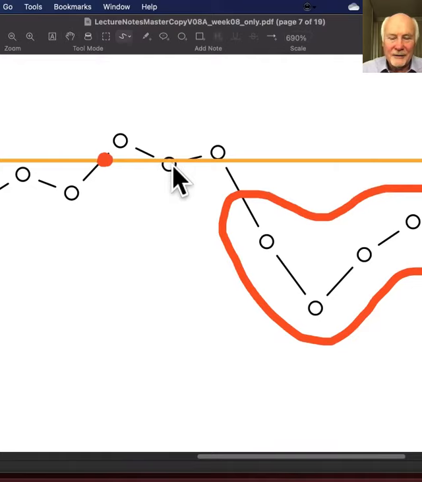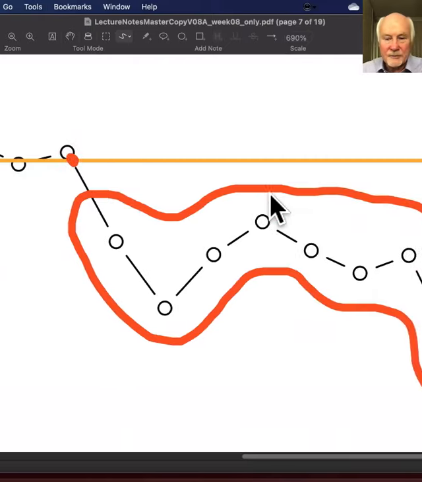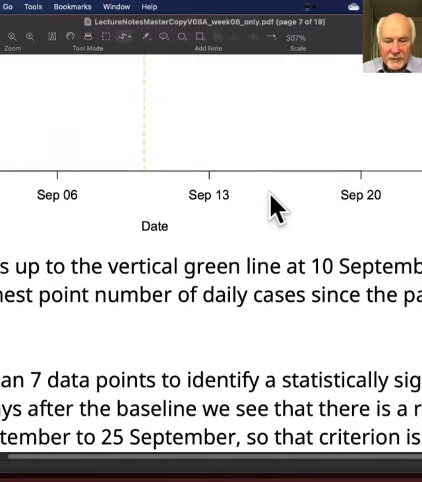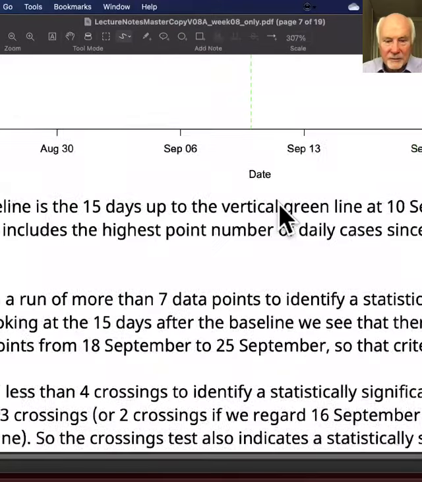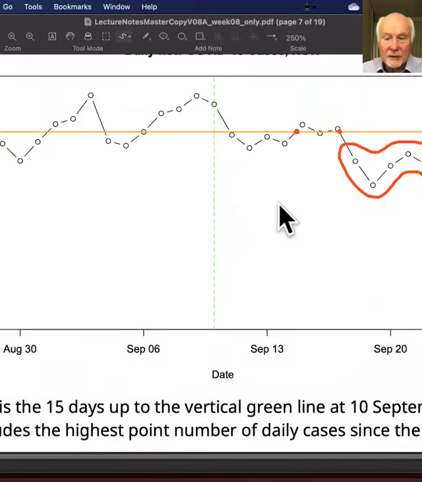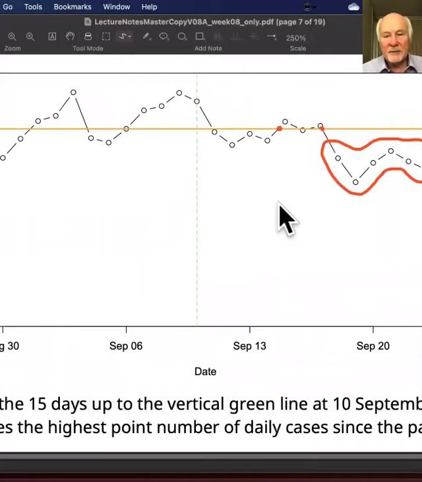I'd probably give that the benefit of the doubt and say it's on the control line, near enough, and I wouldn't count it as a crossing. So in that case, the next crossing is not until here. So there's a crossing there. So we've got 2, and that's it. Now, what did I say we needed? We need less than 4. Well, we've got less than 4. So in that case, that passes the runs test and the crossing test.